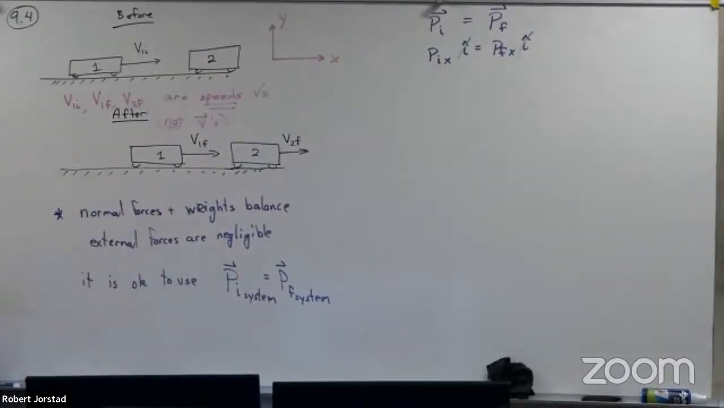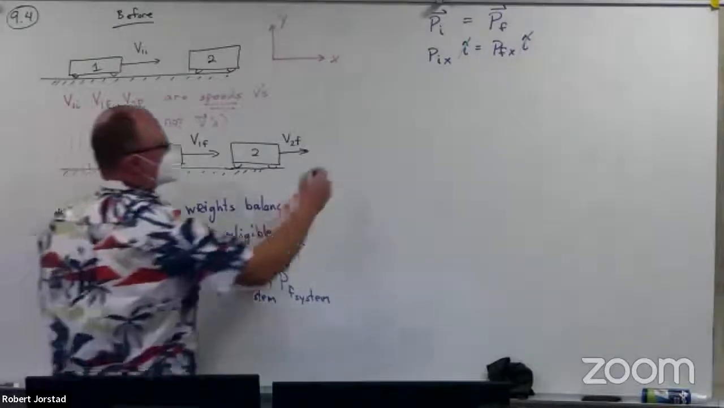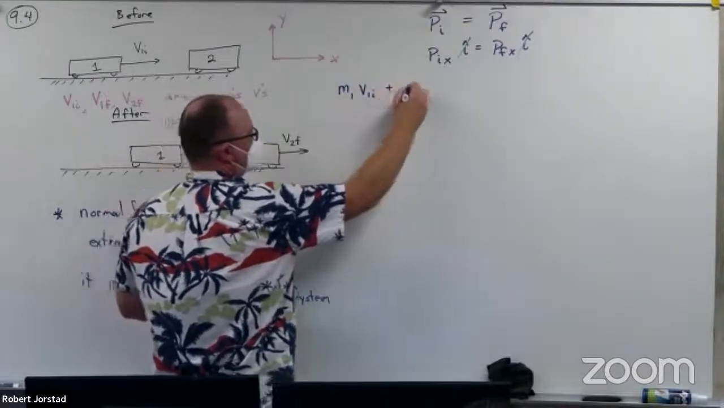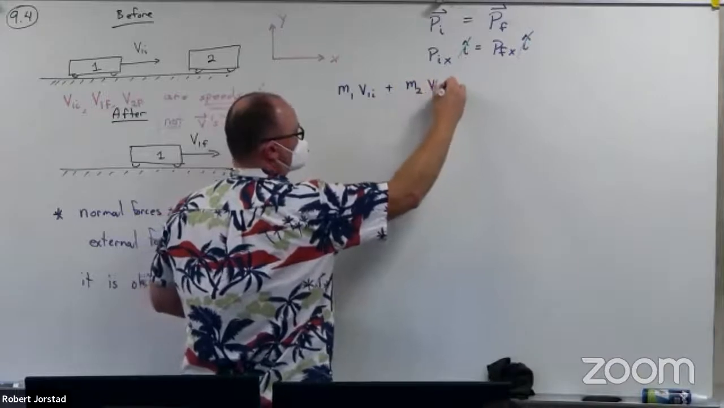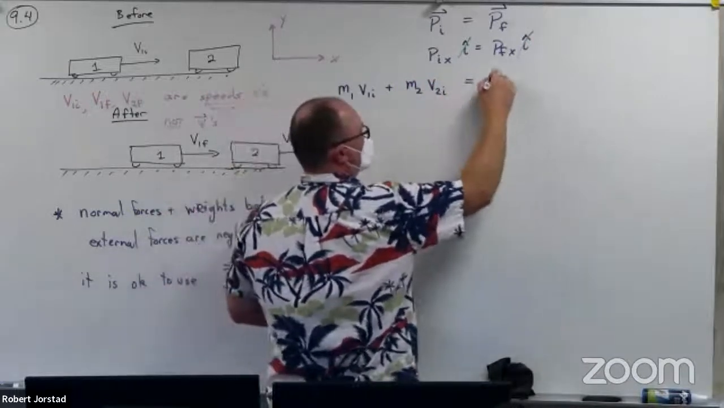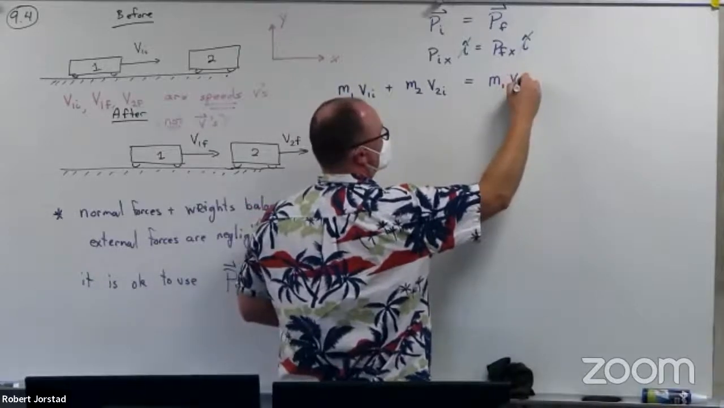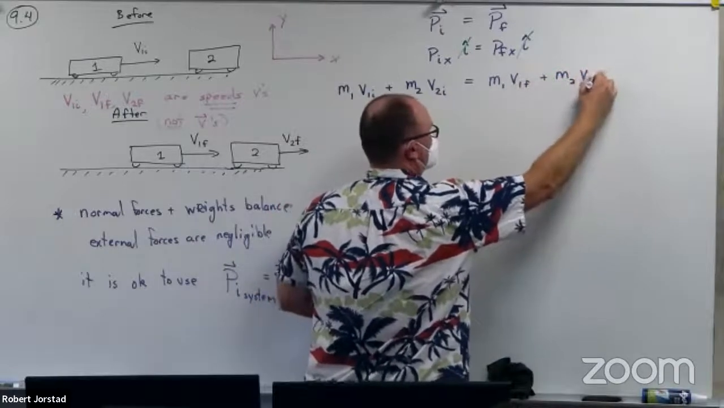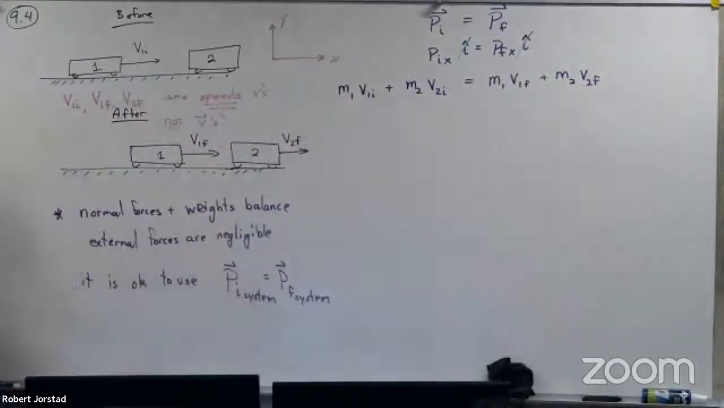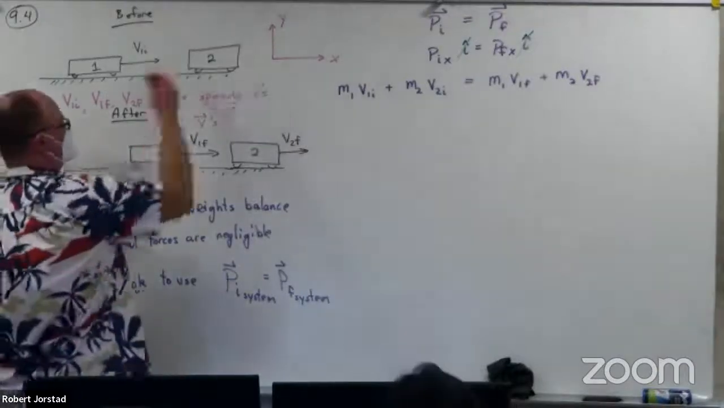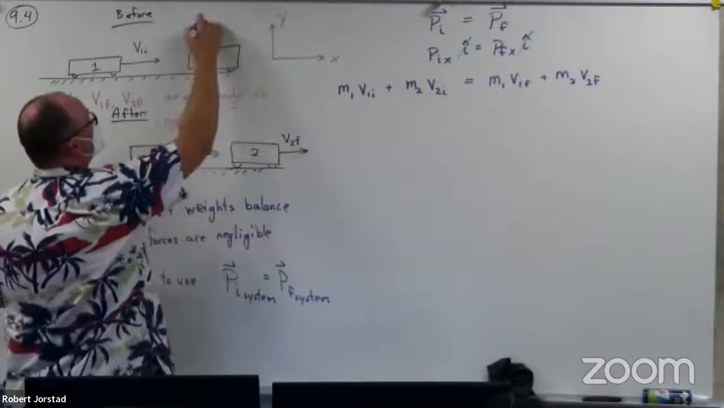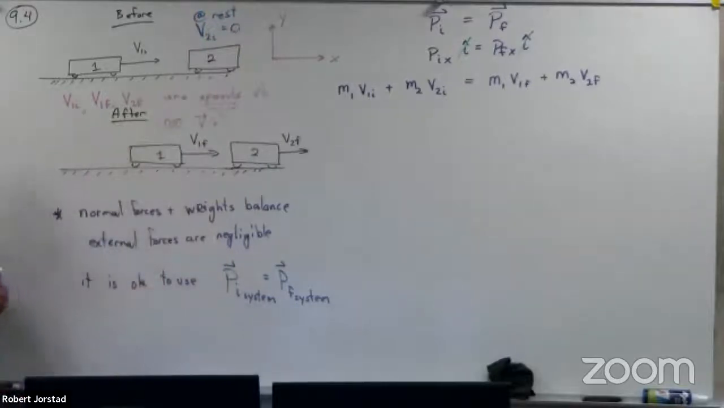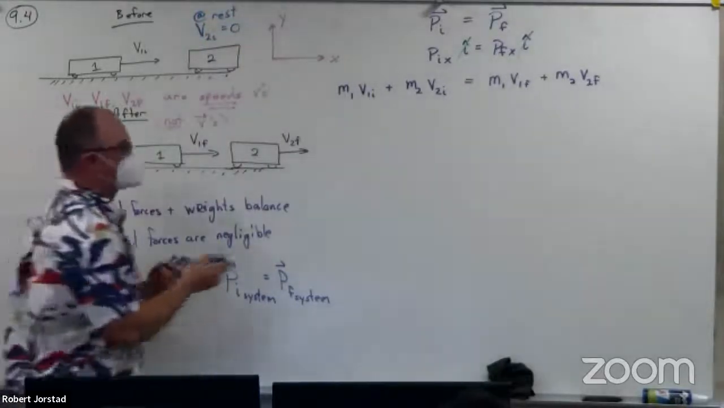All right. Well, in this case, I'm going to get mass 1, V1 initial, plus mass 2, V2 initial, equals mass 1, V1 final. What's V2 initial in this problem? 0. Was this one initially at rest or something? Yep. We were told somewhere it was at rest. Okay. It's going to help me take care of this one.